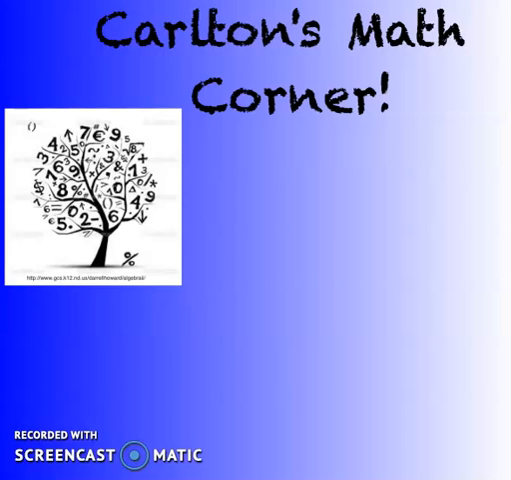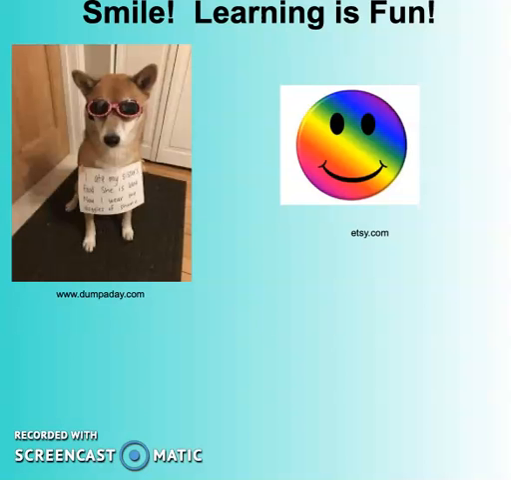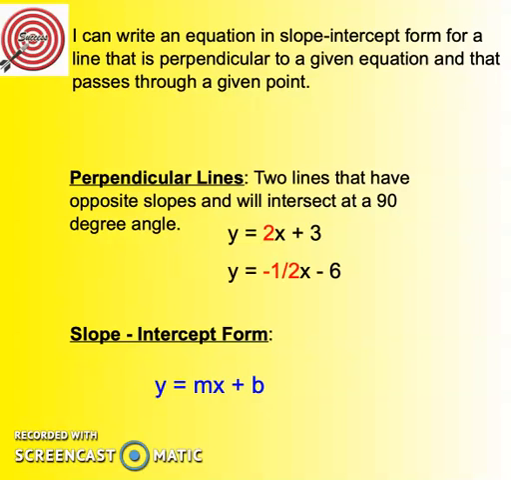Today we're going to continue our study on parallel and perpendicular lines. At this time, please make sure that you have your notebook, something to write with, as well as your vocabulary packet. Our target today is: I can write an equation in slope-intercept form for a line that is perpendicular to a given equation and that passes through a given point.